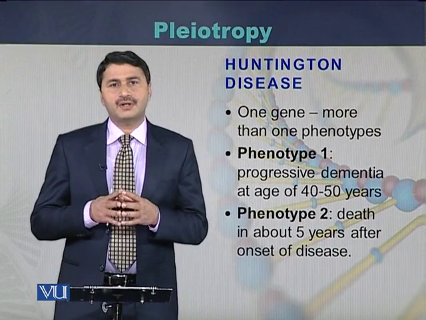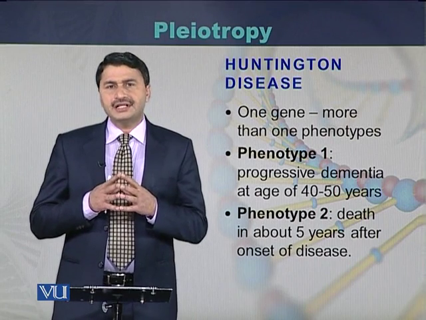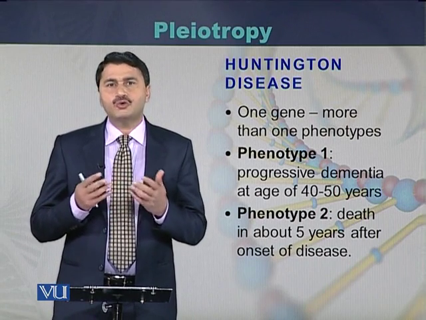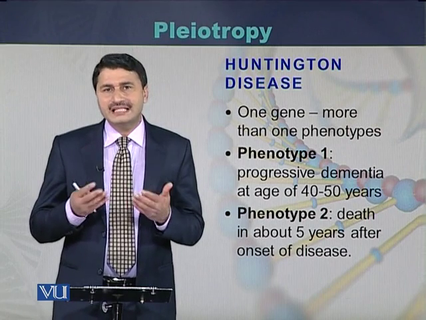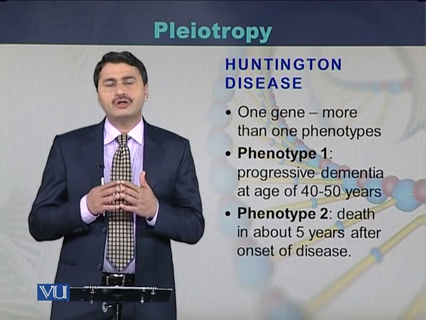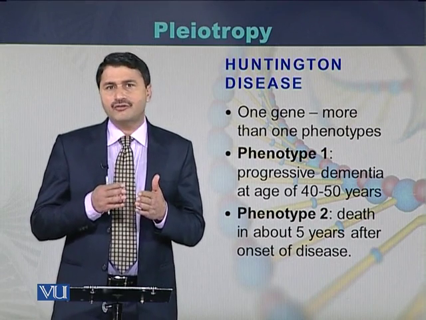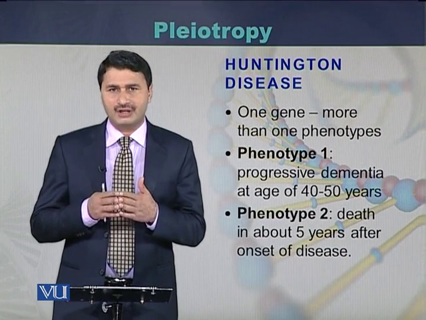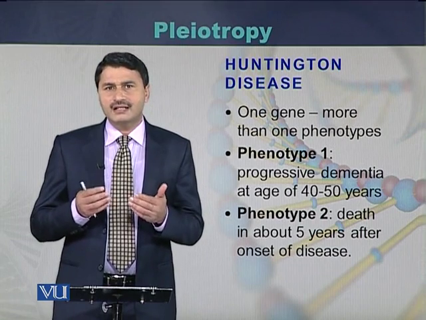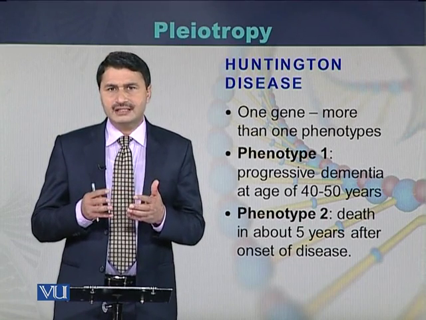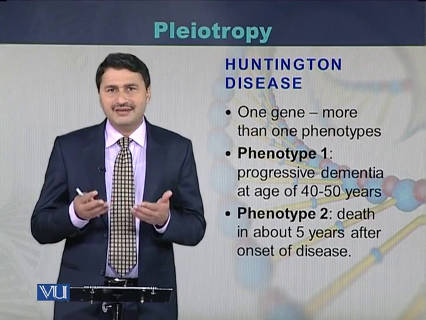The second example of pleiotropic effect is Huntington disease. Huntington disease can occur in two ways. There are two phenotypes which are produced by a single gene. In phenotype 1, dementia is produced at 40 to 50 years of age, while in the second phenotype, once Huntington disease appears, the patient will die within the next 4 to 5 years.